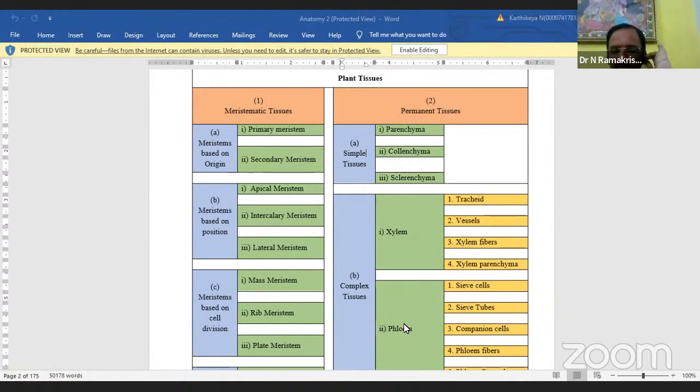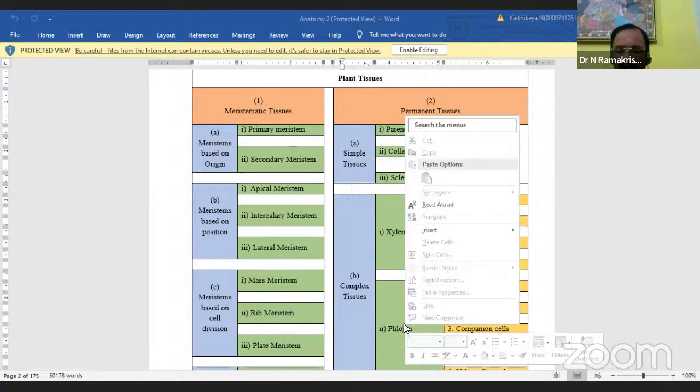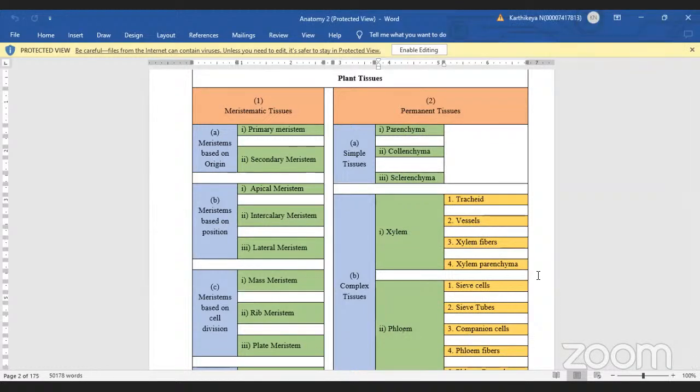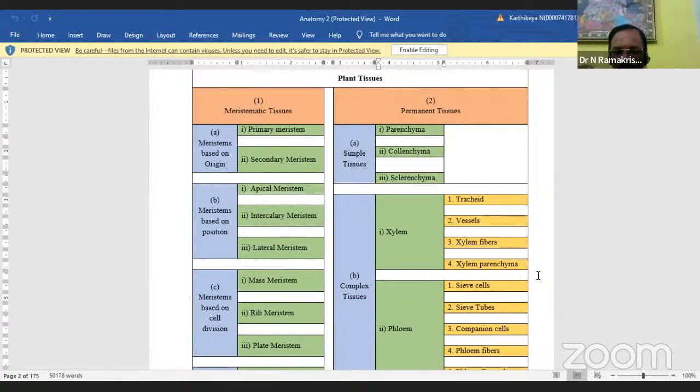The xylem and phloem are complex tissues. The phloem conducts organic food materials from the leaves to the other parts of the plant body. It is also known as leptoma or bast. The term phloem was coined by Hartig in 1837.